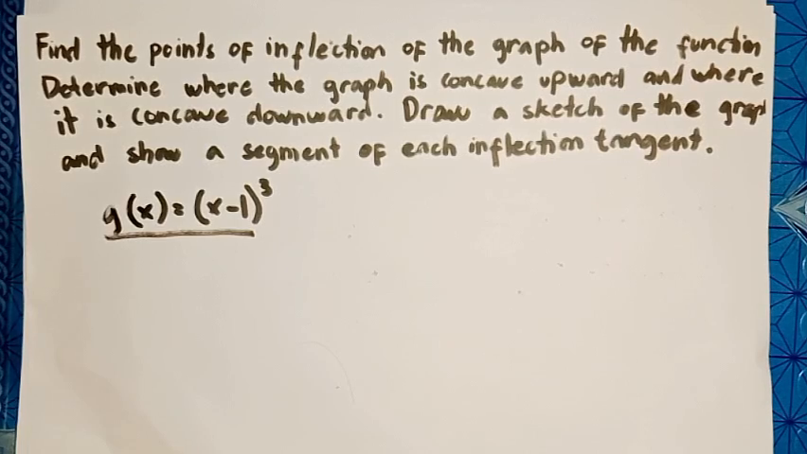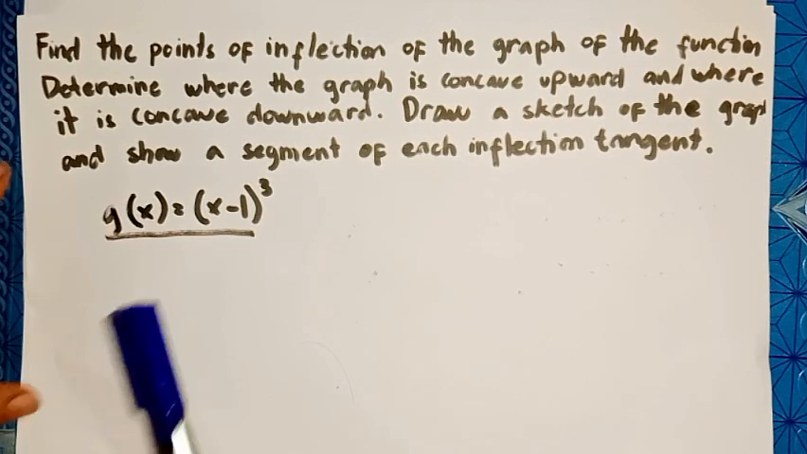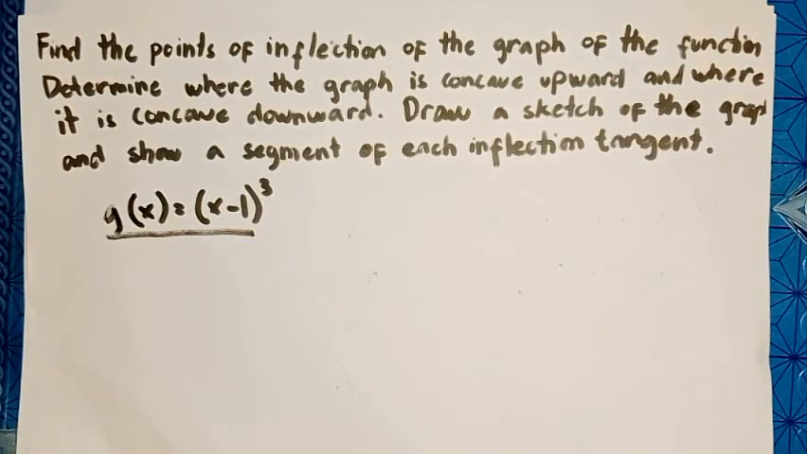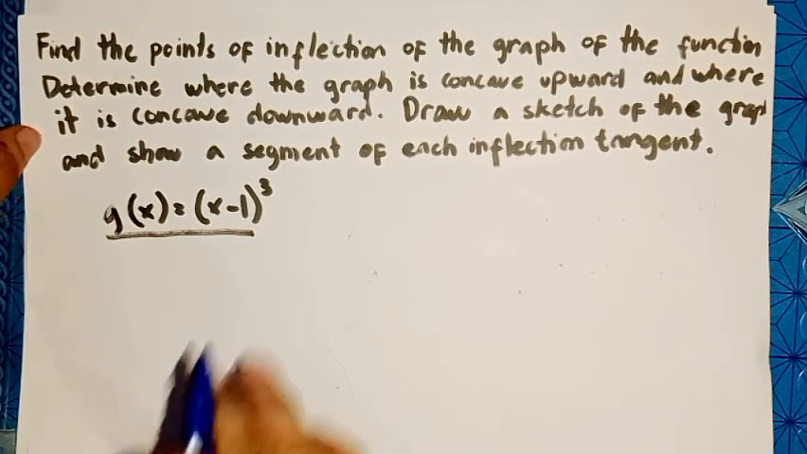Now let's proceed to item number 10. Find the points of inflection of the graph of the function. Determine where the graph is concave upward and where it is concave downward. Draw a sketch of the graph and show a segment of each inflection tangent. Now this is our function, which is g of x is equal to (x minus 1) cubed.